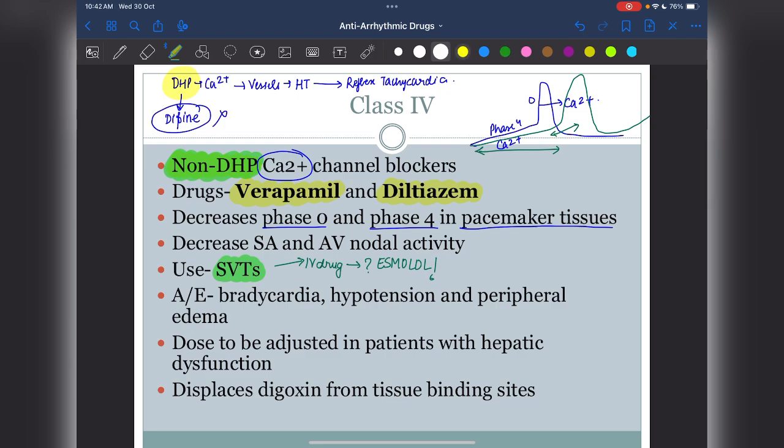What will be the adverse effects? Adverse effects will be bradycardia, hypotension due to calcium channel blockade, and peripheral edema. One of the most characteristic side effects of calcium channel blockade, peripheral edema. Also, these drugs are eliminated via hepatic sites, so that is why doses need to be adjusted in patients with hepatic dysfunction. And also, like quinidine, they will displace digoxin from tissue binding sites. Two drugs do this, quinidine and calcium channel blockers. They will displace digoxin from tissue binding sites.